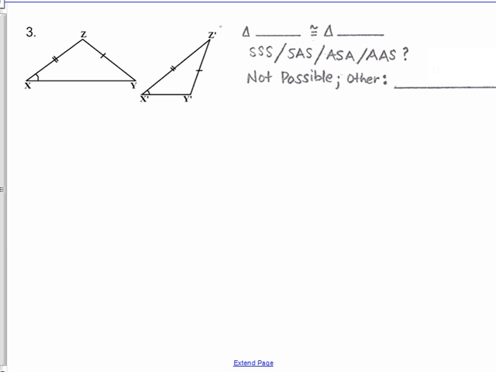Again, let's look at this one. We have this segment is congruent, this segment is congruent, and these two angles are congruent. Well, it looks like we got something, right? That's an angle angle side, nope, not possible. What do we need? We need an angle to be congruent. So we would need angle Y to be congruent to angle Z.